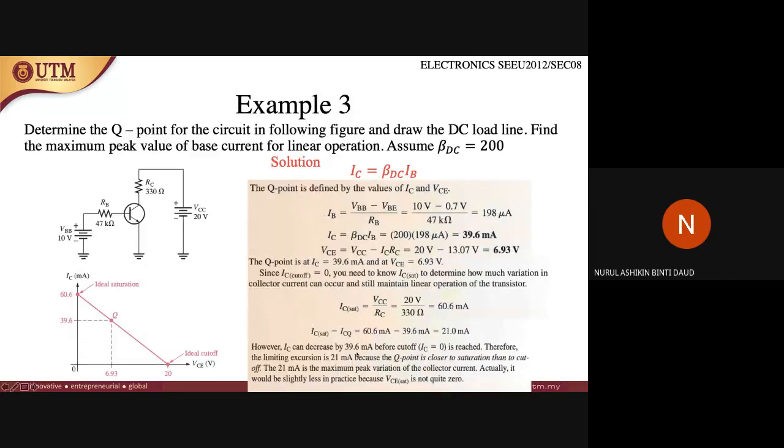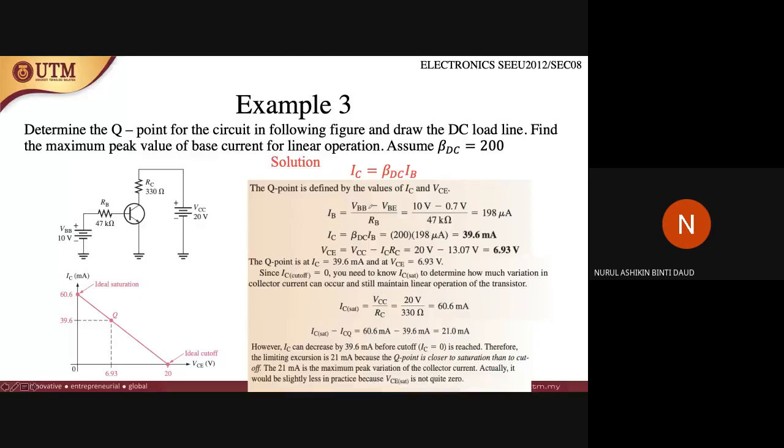So this is example 3. Example 3 I actually took from the reference book that I gave to you. Okay, sorry, I just got information about a meeting.